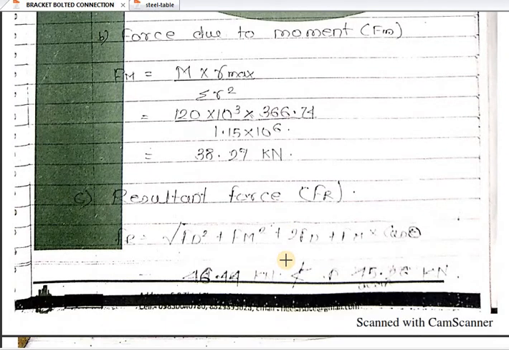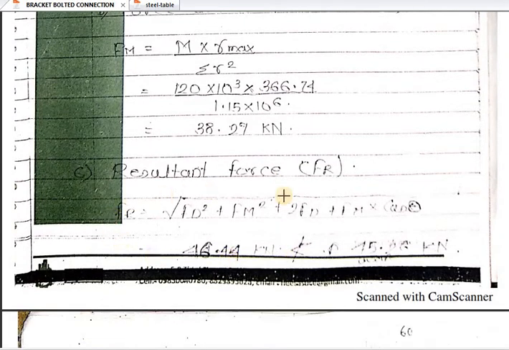38.27 kilonewtons. We are using directly the formula for the resultant force: Fr equals square root of Fd square plus Fm square plus 2 times Fd Fm cos theta. This concept we are using in order to find out the resultant force taken by the bolts. The bolt value should be more than the resultant force. So we will see what the resultant force is in this case.